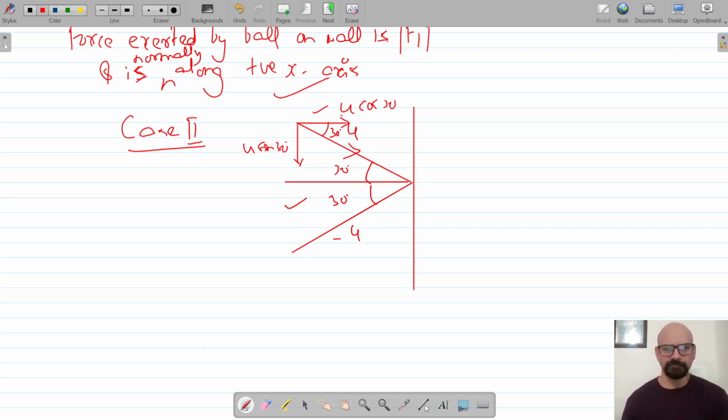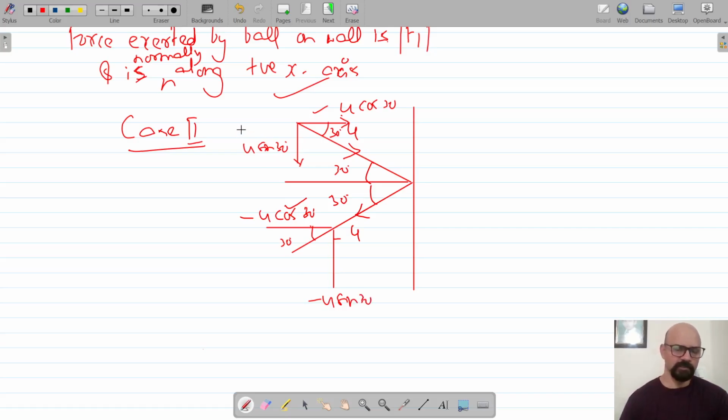Okay, similarly here, the ball is coming in this direction. So here also we have two rectangular components of the velocity, which are negative, that is the direction. We have given it the direction now because this angle is 30 degrees and these two lines are parallel. This is the transversal, so this angle is also 30 degrees. Now this component is negative u cos 30 degrees and this is negative u sin 30 degrees.